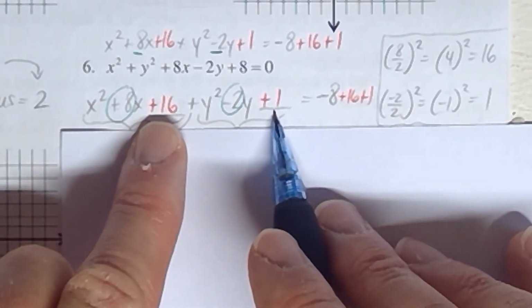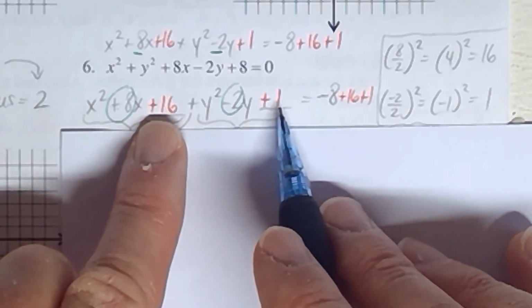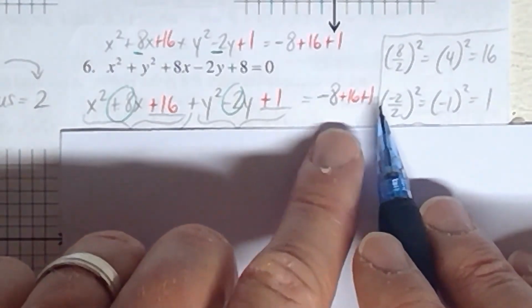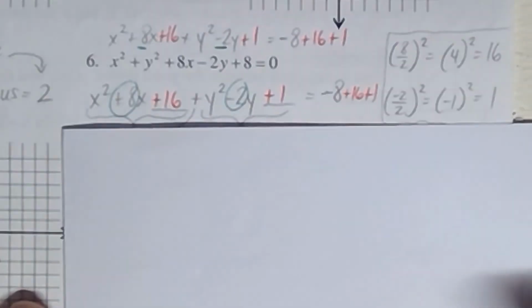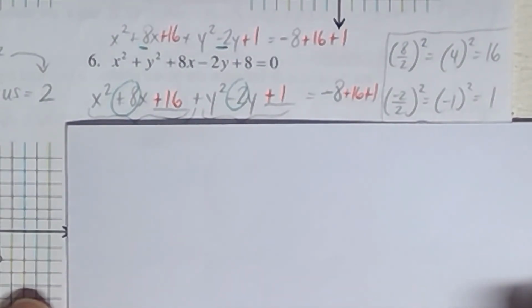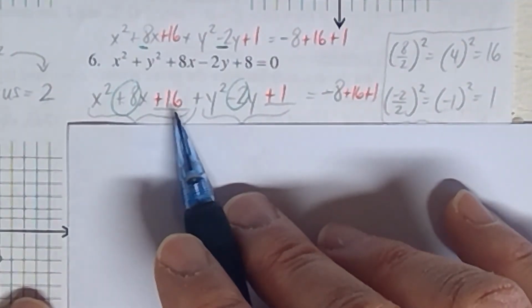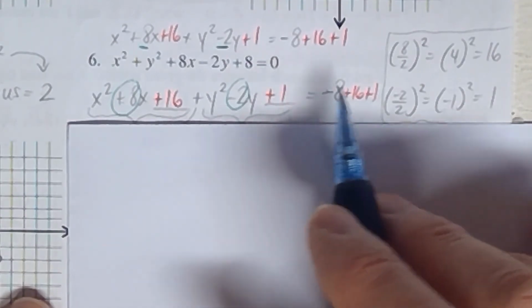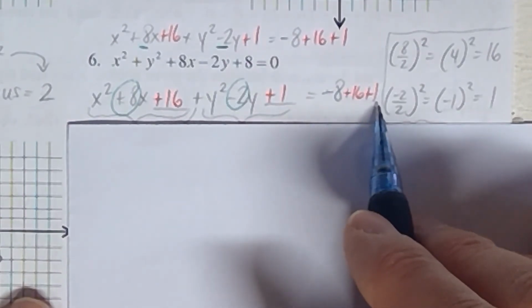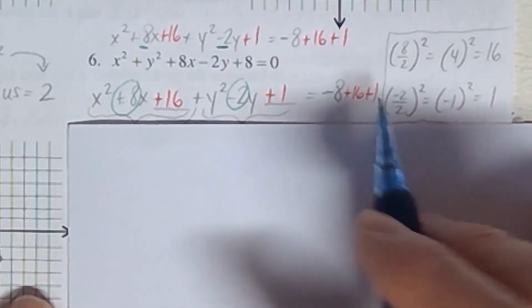But if you add 16 and 1 to one side of the equation, as we learned in completing the square back in 8.1, you have to add 16 and 1 to the other side also. The only difference between this and 8.1, like I said before, is that you're doing the completing the square technique twice. Once for the x and once for the y. So that's why you're adding two numbers over here instead of just one.